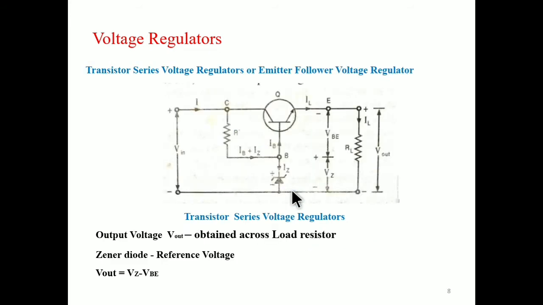Next one, let us move on to the series voltage regulator with one transistor. This simple series voltage regulator using an NPN transistor and a Zener diode is shown in this figure. It is called a series regulator because the collector and the emitter terminals of the transistor are in series with the load. What happens if the output voltage changes?